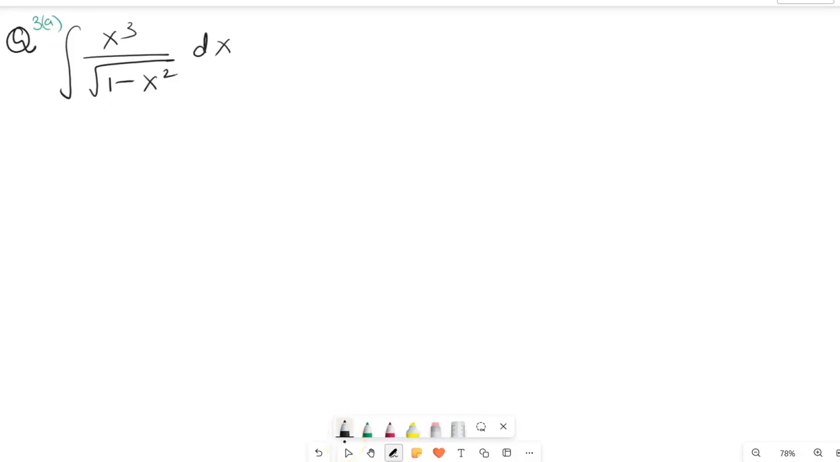Here is question number 3, part A. This is a question from section 7.3. So this is a trigonometric substitution question. In there we said if we have square root of a square minus x square format, then our substitution which will work is a sine theta.